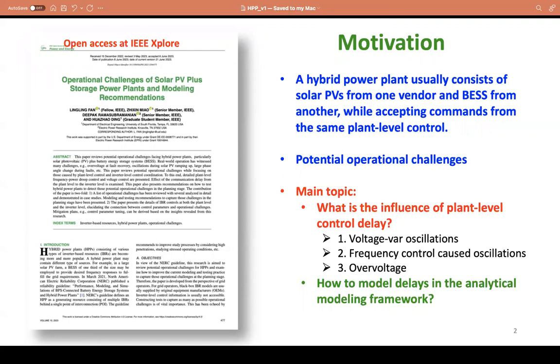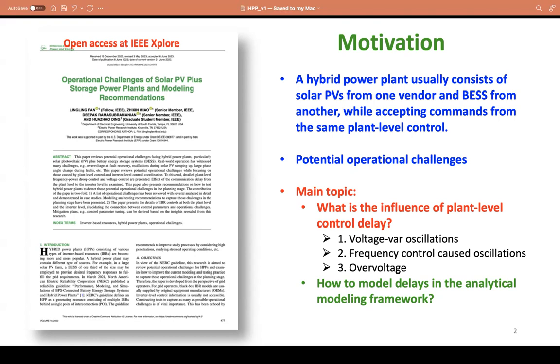Here we are talking about a hybrid power plant. It usually consists of solar PV from one vendor and battery energy storage system, BESS, from another vendor. The two vendors usually design different inverters, but there will be a plant level control center. All these inverters from solar PV and BESS accept commands from the same plant level control. That poses some operational challenges when you have parallel inverters as well as plant level control.